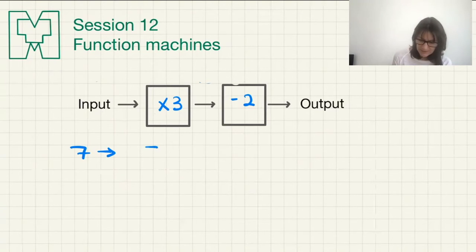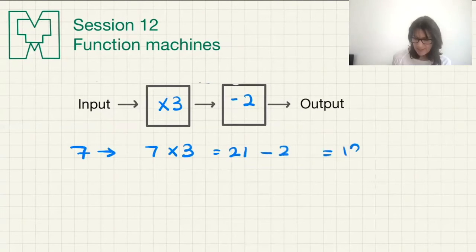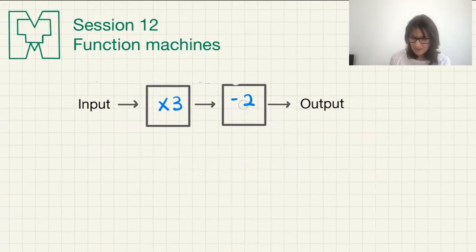So I've got 7 hitting times 3 first, which is 21. And then the 21 hits take away 2, which is 19. 19 is my output. So if you got that right, let's go a bit bigger. If you got that right, well done. Okay, let's do one more. And then I'm going to show you the bit that people normally go wrong on, or they just get themselves a bit more muddled.